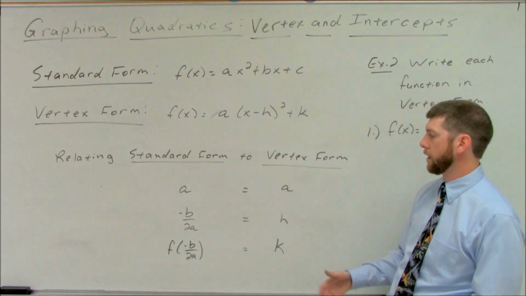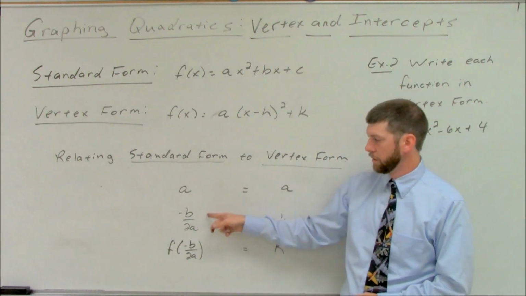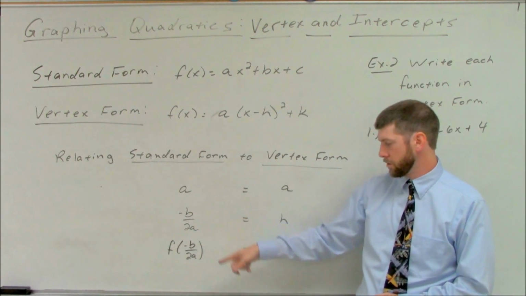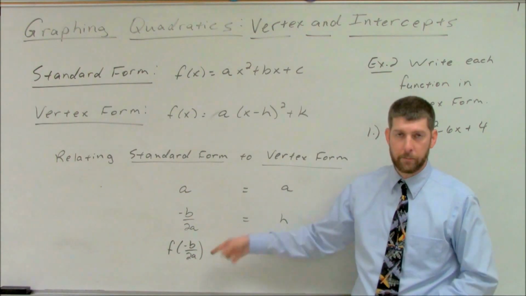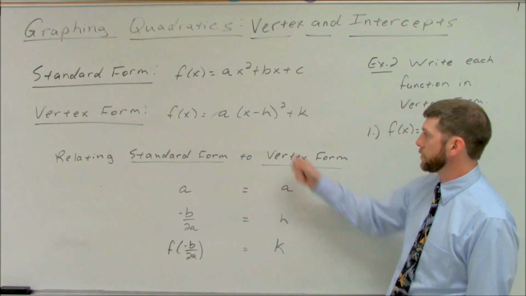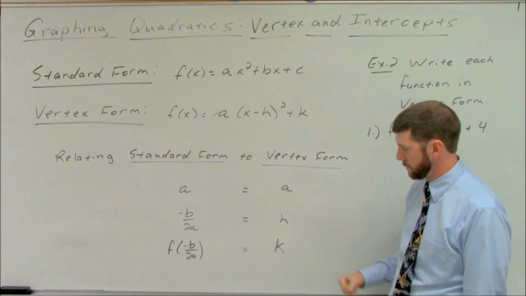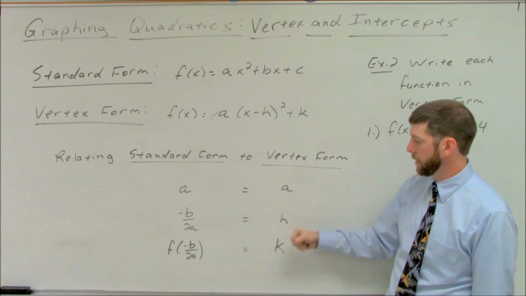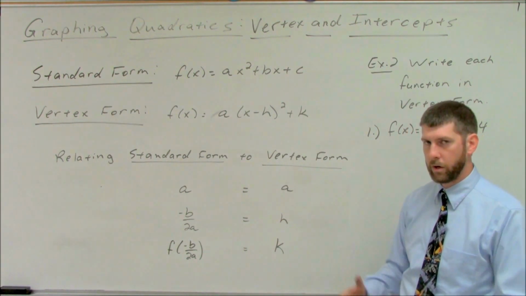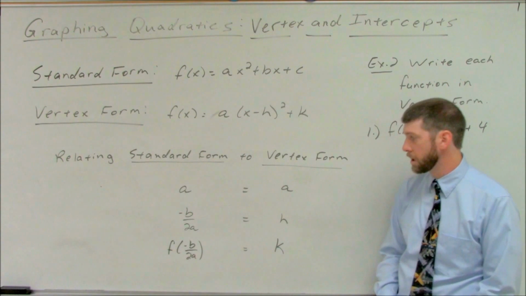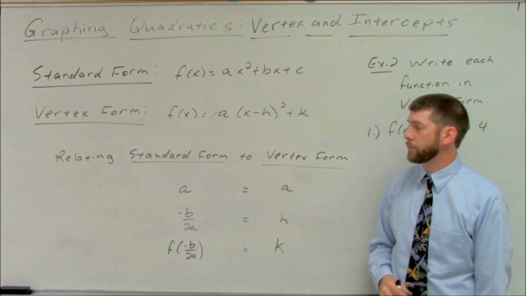So without having to calculate the vertex like we did here, negative b over 2a to get the x coordinate and plugging that back in to get the y coordinate, we can just read what's inside the parentheses and outside the parentheses to determine what our vertex is, where our starting point is. So there's a lot of value in working off of vertex form.